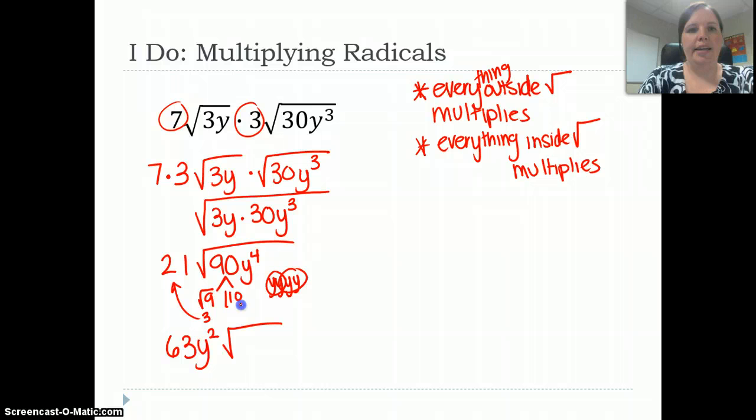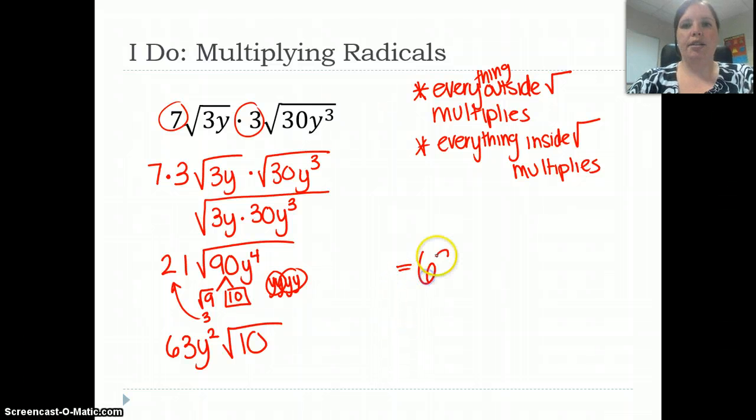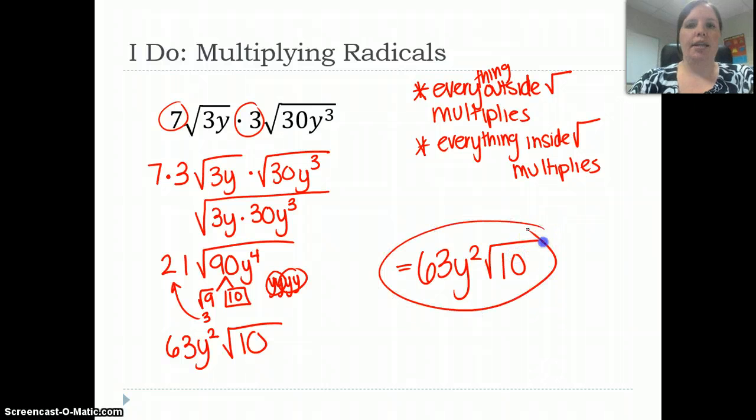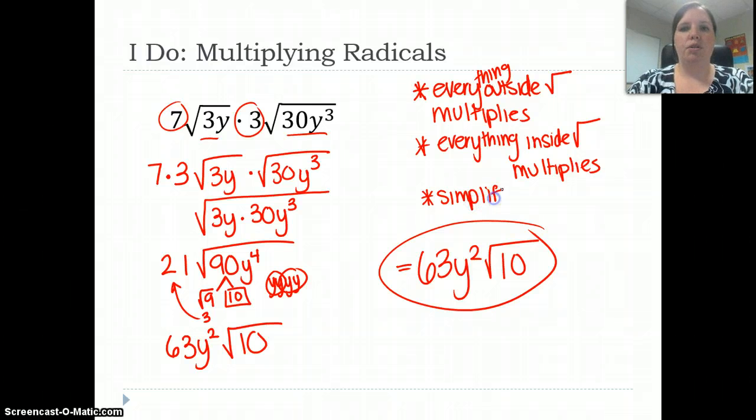Now there's still this 10 left inside. It's not a perfect square. It doesn't contain any factors that are perfect squares. So my answer is 63y squared square root of 10. Everything that I had inside the square roots, the 3y and the 30y cubed, I multiplied and then simplified. And everything outside the square roots, I also multiplied and then used it to help me simplify. So the last thing I'll put here is: multiply in roots, multiply out of roots, and simplify.